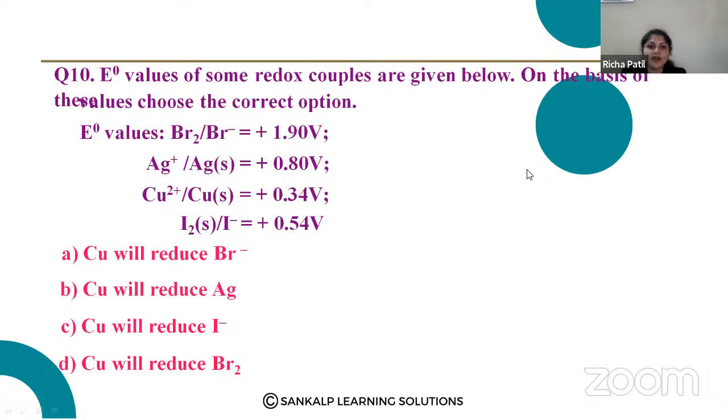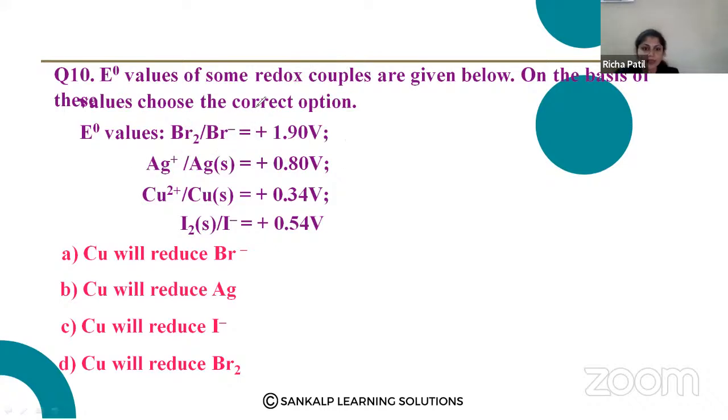Next, E naught values of some of the redox couples are given below. On the basis of the values, choose the correct option. So these are some of the values of E naught. What is E naught? It is the standard electrode potential, or the redox potentials of different elements are given.